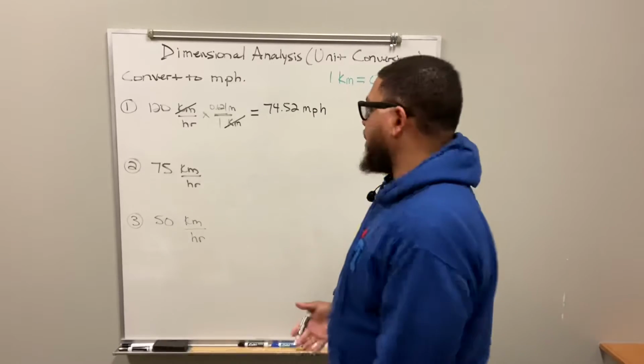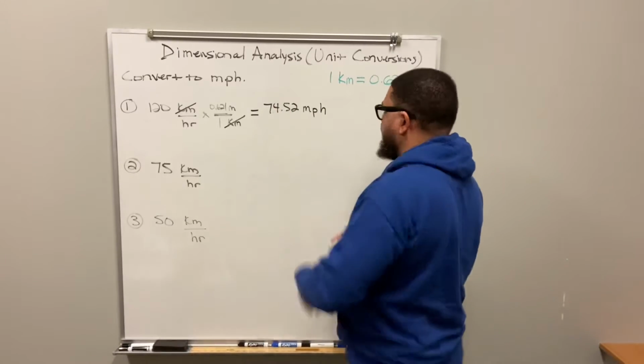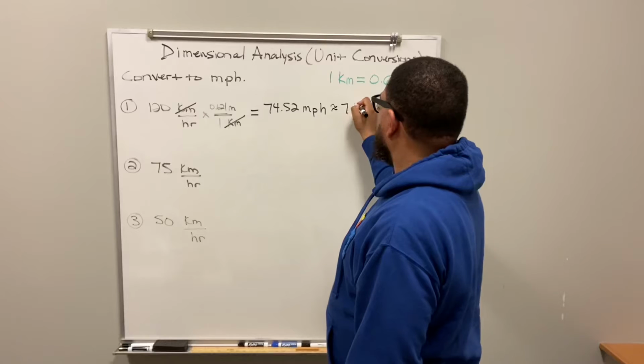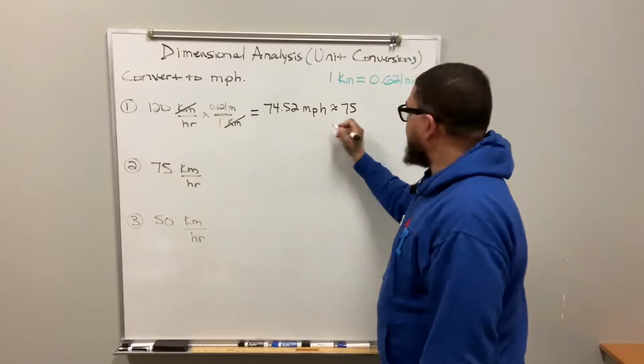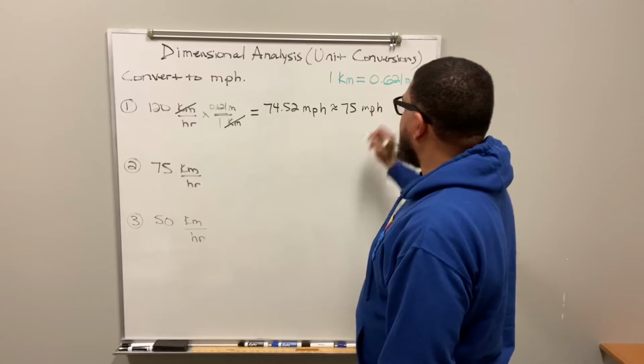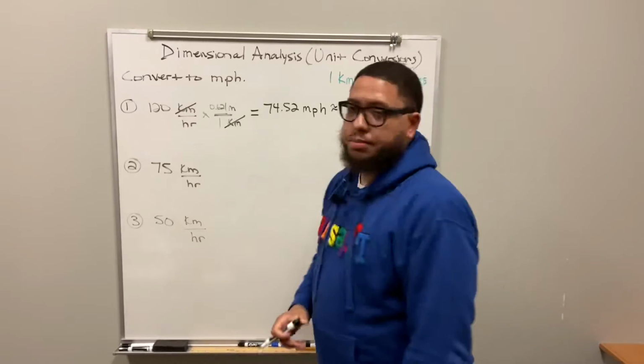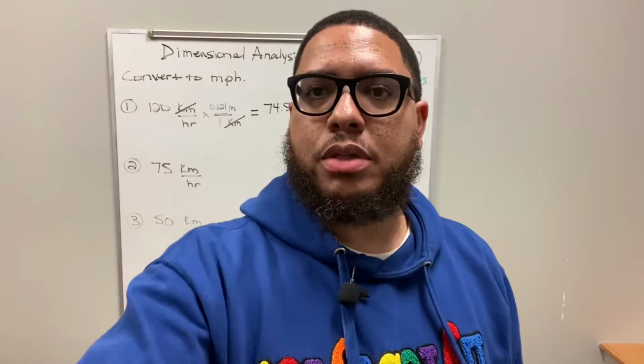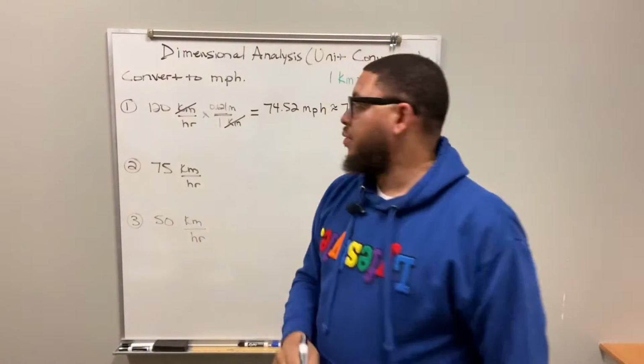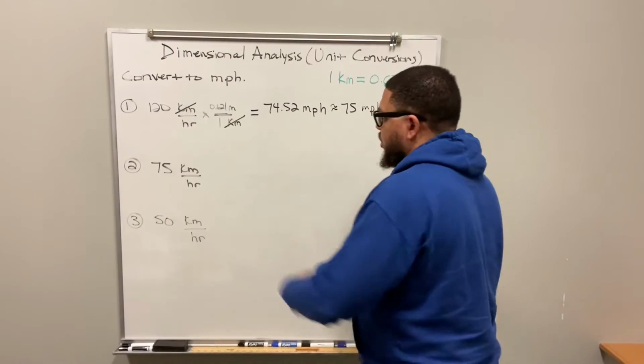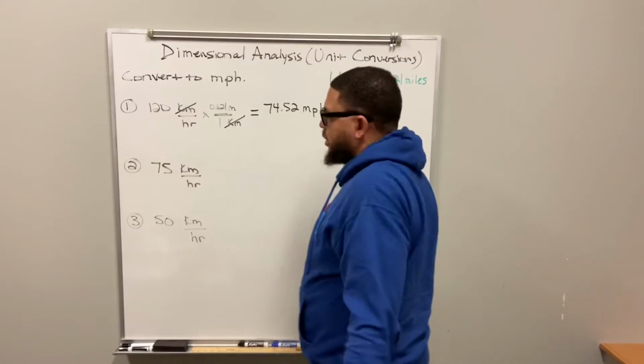So 120 kilometers per hour is the same thing as roughly 75 miles an hour. So let's just do that. That's the approximate sign, 75 miles per hour. All right. So we got 75 miles per hour, right? Now, over here, number 2, we're basically going to do the same thing.